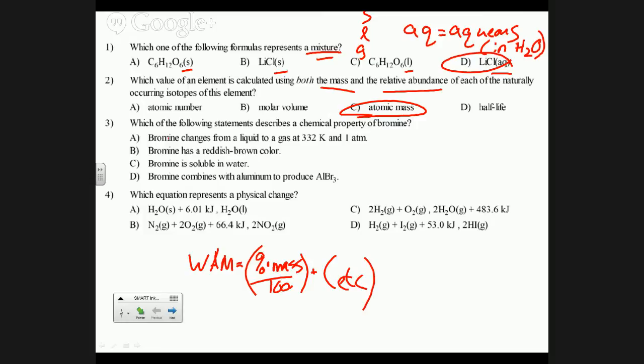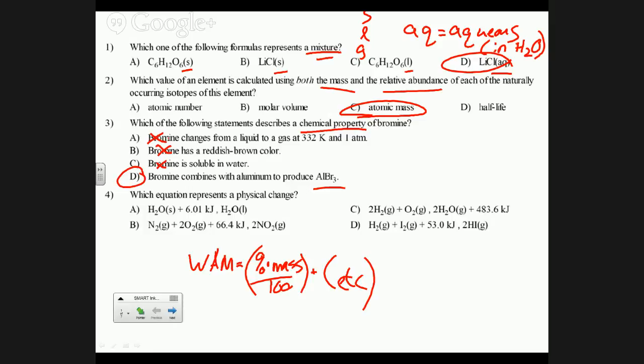All right. 3, which of the following statements describes a chemical property of bromine? So chemical property, we're talking about reactions. Those are chemical things. Oxide formulas for when it reacts with oxygen. All right. Changes from liquid to a gas, that's a physical thing. Reddish brown color, that's a physical thing. Soluble in water, that's a physical thing. Combines with aluminum to produce a new compound. That is a chemical thing.